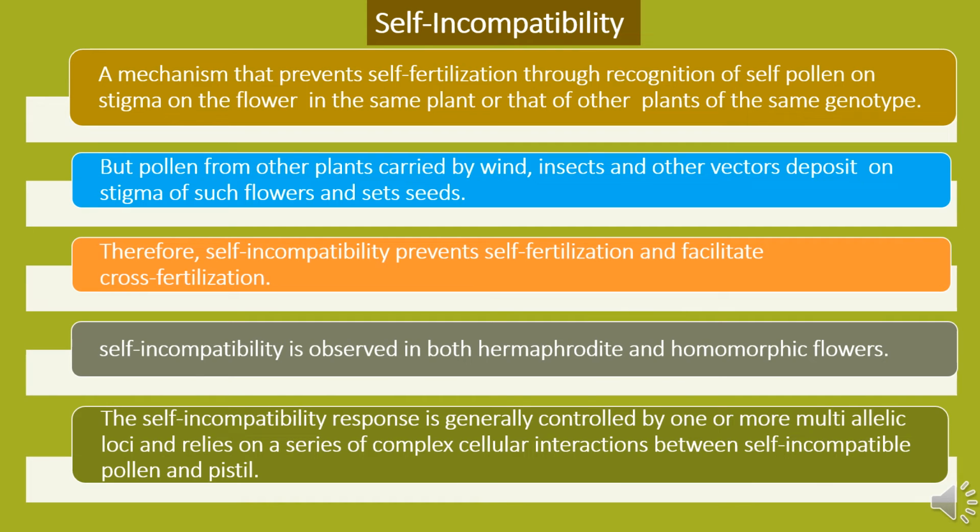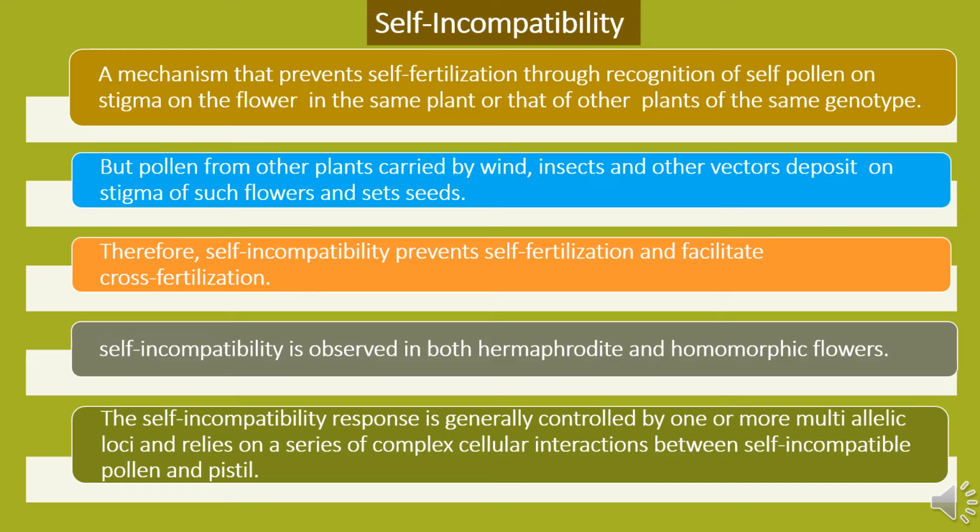Another genetic component of hybrid seed production is self-incompatibility, which is a mechanism that prevents self-fertilization through recognition of self-pollen on a stigma on the same flower, in the same plant, or that of other plants of the same genotype. But in this case, the pollen from other plants, which are carried by wind, insects and other vectors, deposit on the stigma of such flowers and set seeds by pollination. Therefore, we can say self-incompatibility prevents self-fertilization and promotes cross-fertilization.